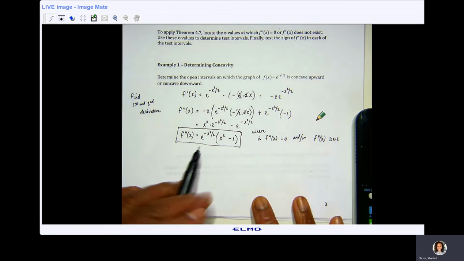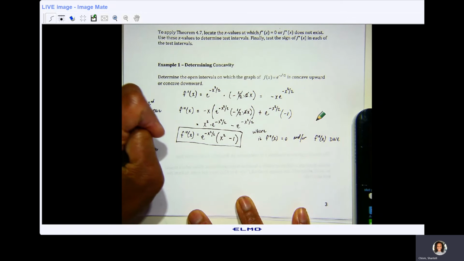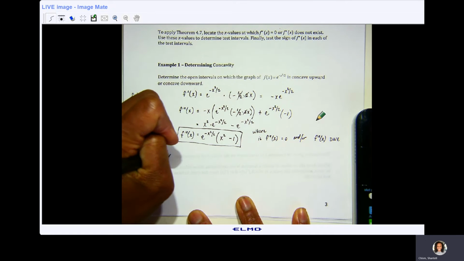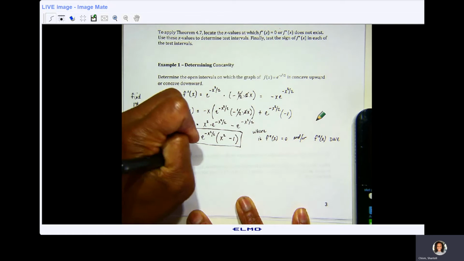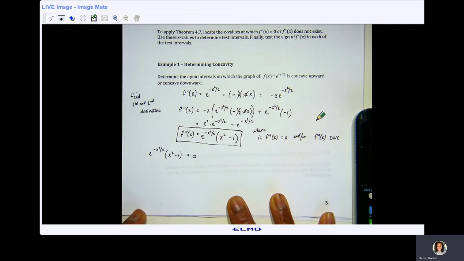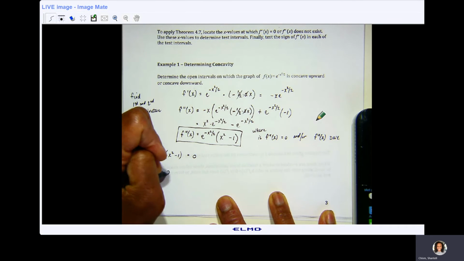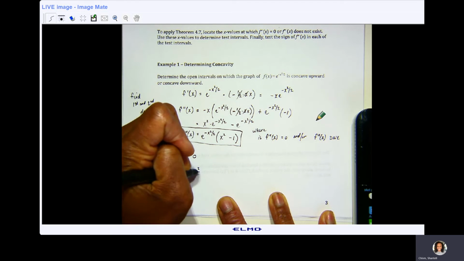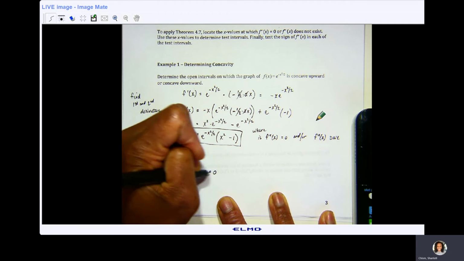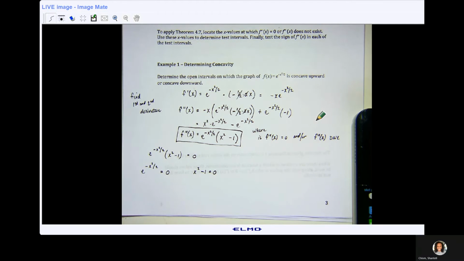All right, so let's find when e to the negative x squared over 2 times x squared minus 1 equals 0. So you technically have a product here. We can place e to the negative x squared over 2 equal to 0, and x squared minus 1 equal to 0.